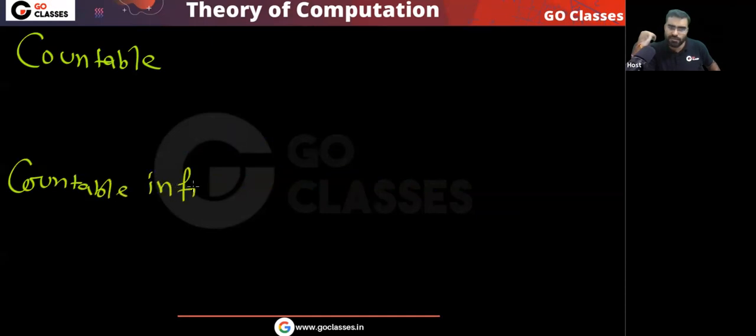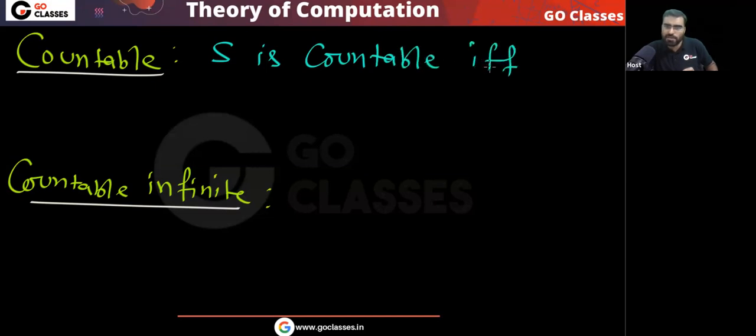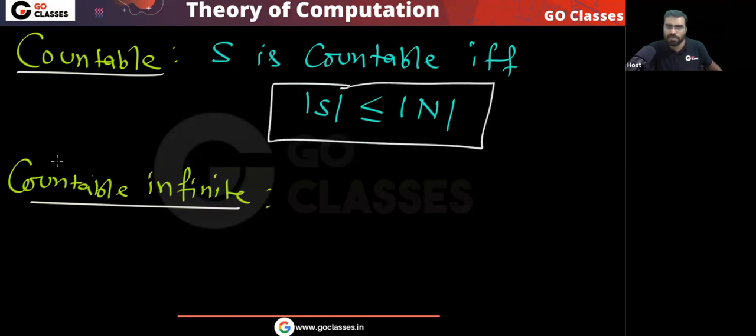Countable infinite definition. Remember this point, I told you countable can be finite or infinite. What is the definition of countable and countable infinite? When can I say S is countable? S is countable if and only if the cardinality of S is less than or equal to the cardinality of N. Agree with me? Because S can be finite also.